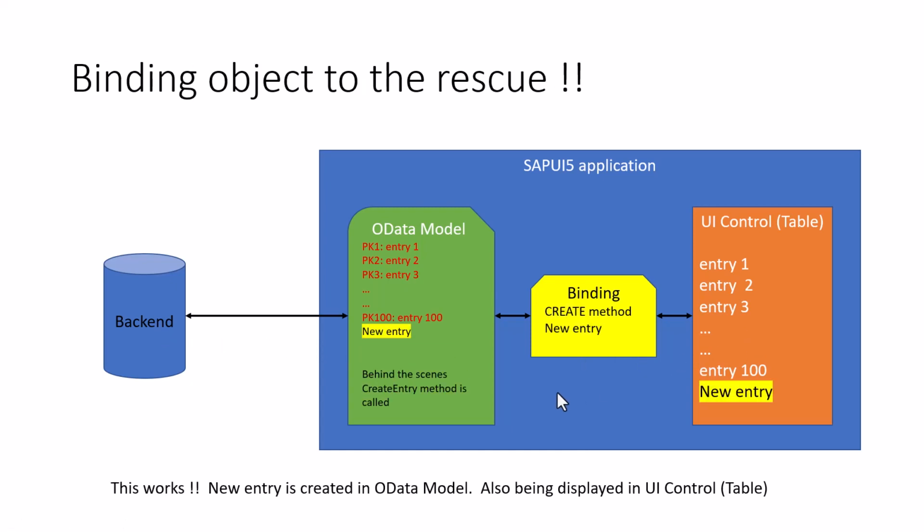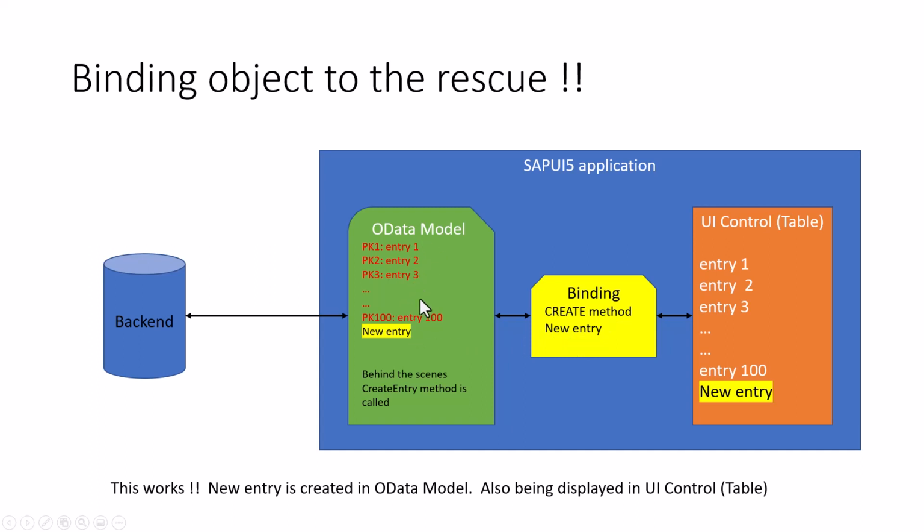So in this case, the binding object comes to our rescue. I already mentioned that the binding object has all the information between the binding of the OData model and the UI control, in this case, this table right here. So this binding object has a create method.